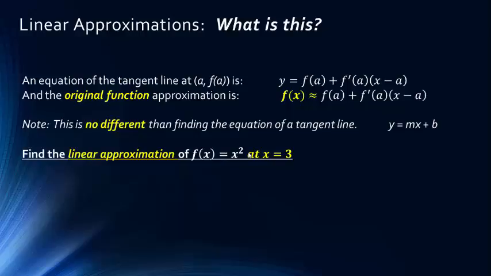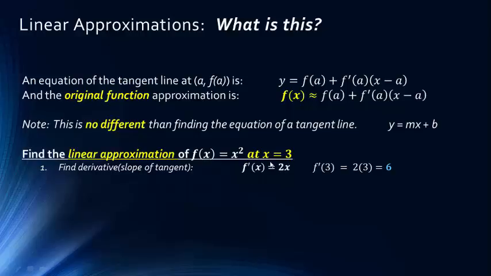Okay, so the first thing we need to do is find the derivative, or the slope of the tangent. Well, the derivative of x squared is 2x, and if we want the derivative specifically at x equals 3, we plug that in, and we get 6.